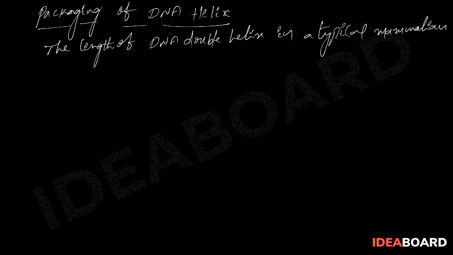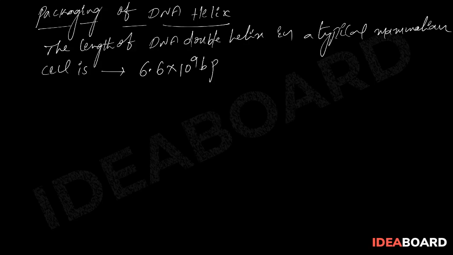Packaging of the DNA helix. The length of the DNA double helix in a typical mammalian cell is calculated as 6.6 × 10^9 base pairs.